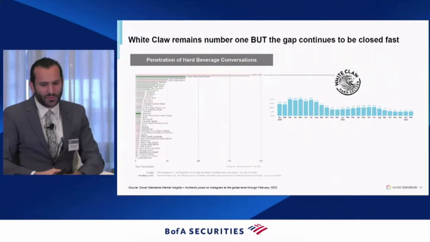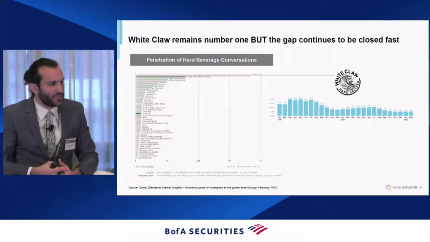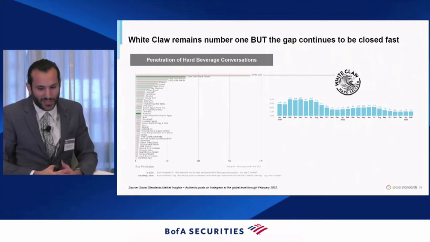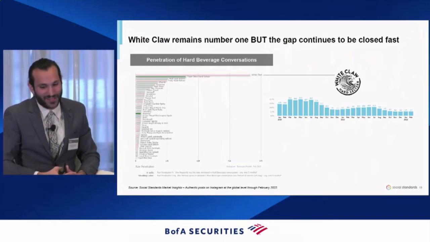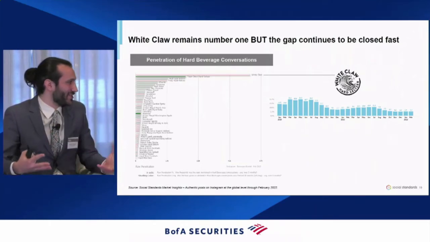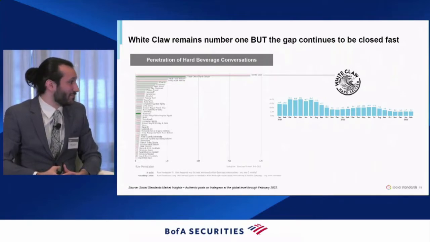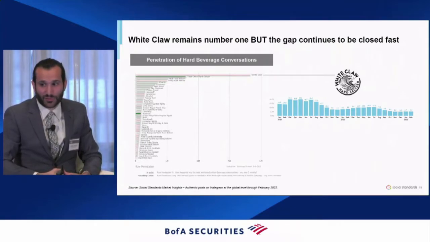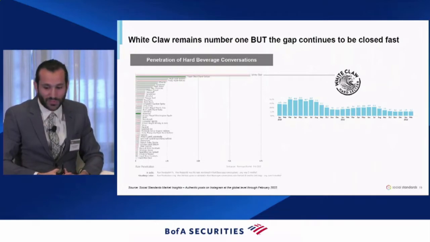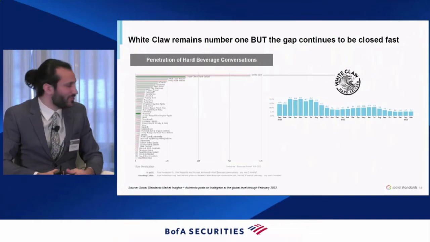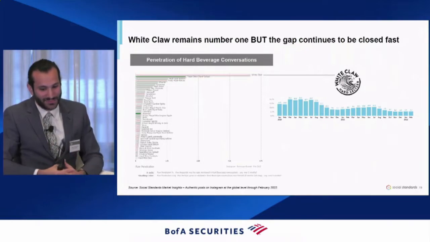A couple of last comments here. So this is just penetration of hard beverage conversation. List of different brands. Might be a little hard to read, but top one there is White Claw. But you can see that blue bar chart there is representing how that penetration has changed over time. And it's dropped a significant amount. It was around 20%, 22%, somewhere around 24 months ago. It's now all the way down to around 5% of the total hard beverage conversation. So that gap is starting to tighten.